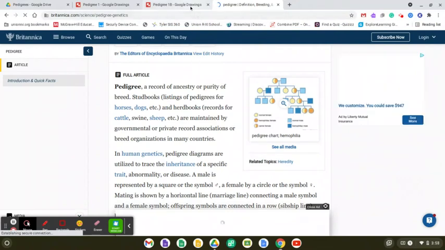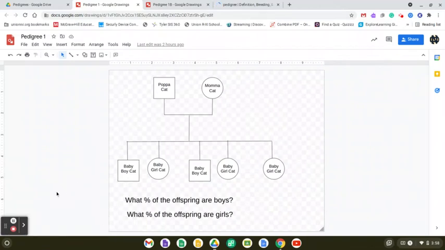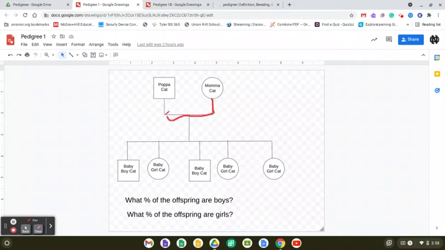while a Punnett square is usually much shorter, much more immediate. When we are looking at a pedigree, we start off the same way that we do with our Punnett square. We have the mom and the dad contributing their genetic information. So here we've got the papa cat represented by a square, and the mama cat represented by a circle. These lines here connect them. It's very similar to a family tree.